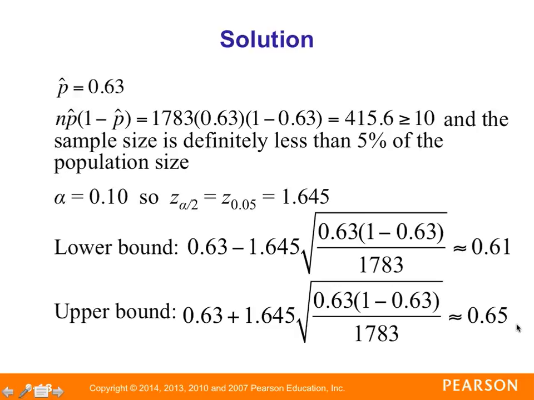One thing I would like to point out is that your p hat should always be smack dab in the middle of your two endpoints. So if you think about what's exactly in the middle between 0.61 and 0.65, it's 0.63, which was your p hat. So that should always be the case. If you get something where it doesn't work out like that, it probably means you did something incorrectly.